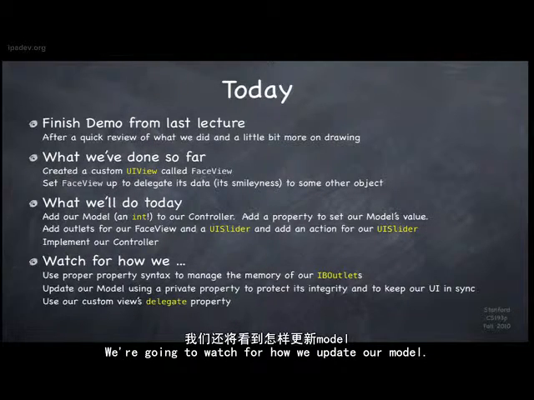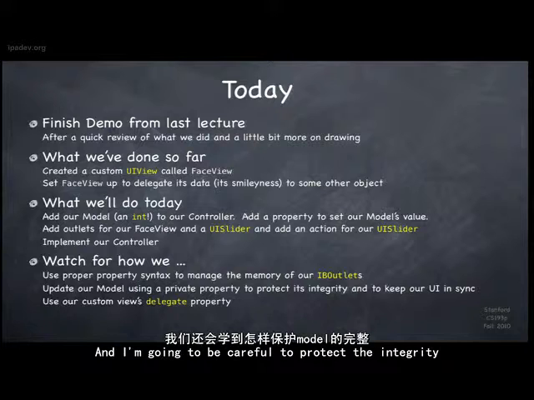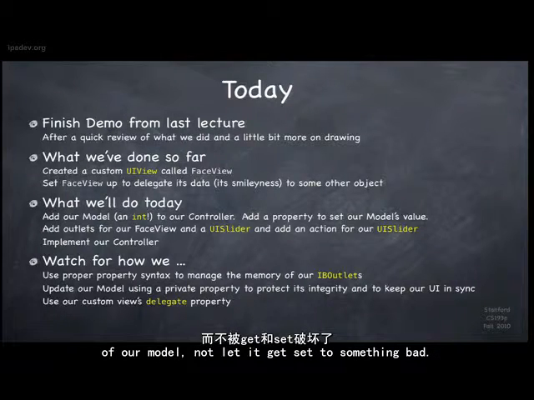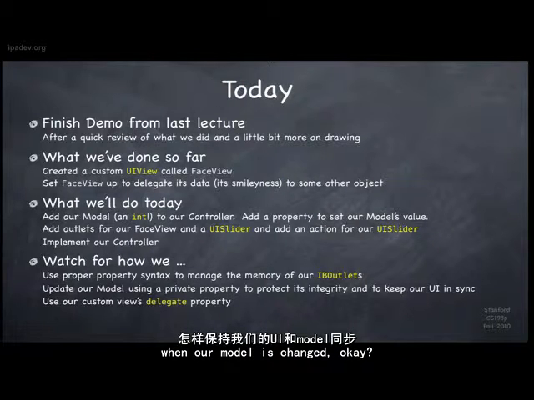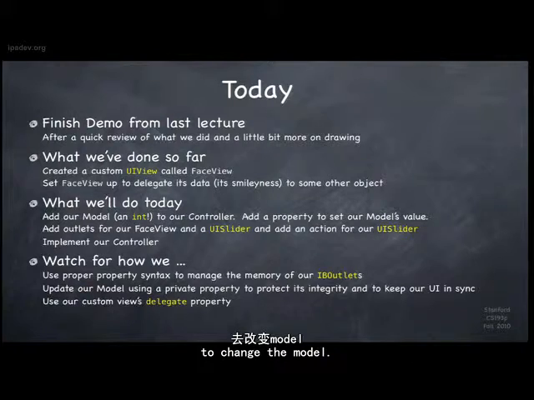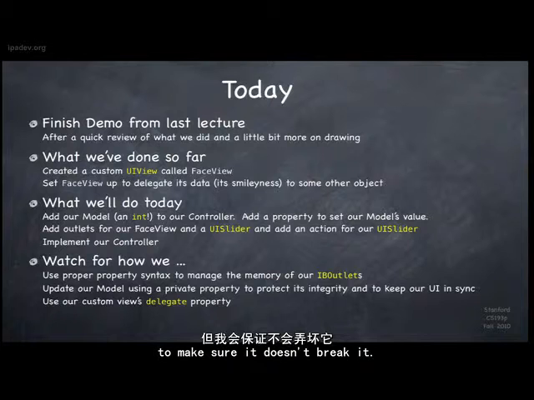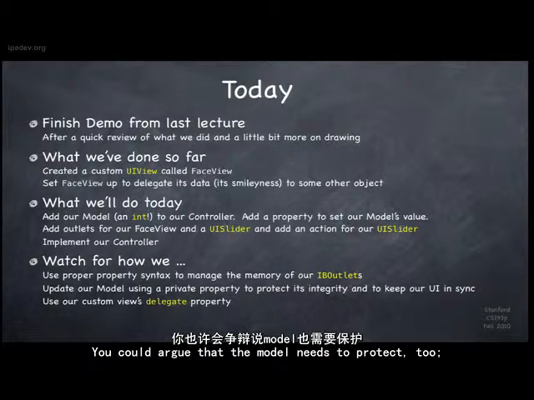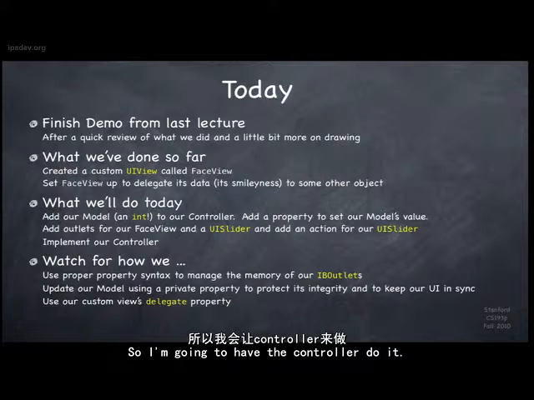We're going to watch for how we update our model. I'm going to update the model using a property setter, and I'm going to be careful to protect the integrity of our model, not let it get set to something bad. And I'm also going to keep our UI in sync when our model is changed. I'm going to have a public property in our controller that allows the model to be changed, but I'm going to make sure it doesn't break it. You could argue that the model needs to protect too, but since the model is an int, it can't do that, so I'm going to have the controller do it.